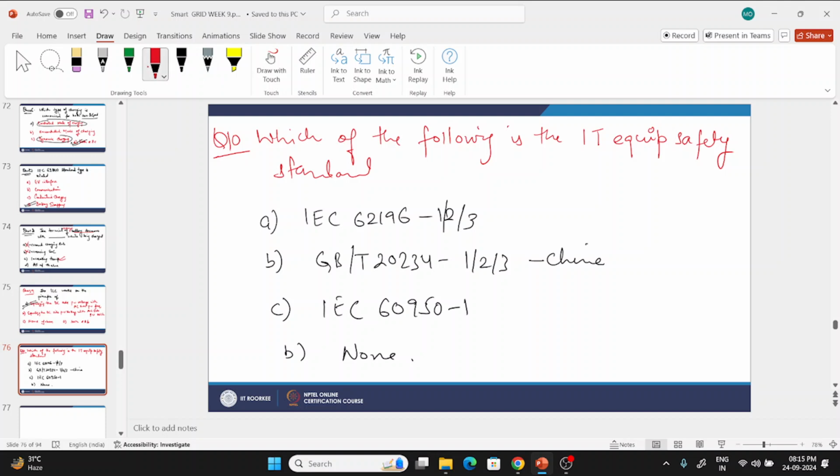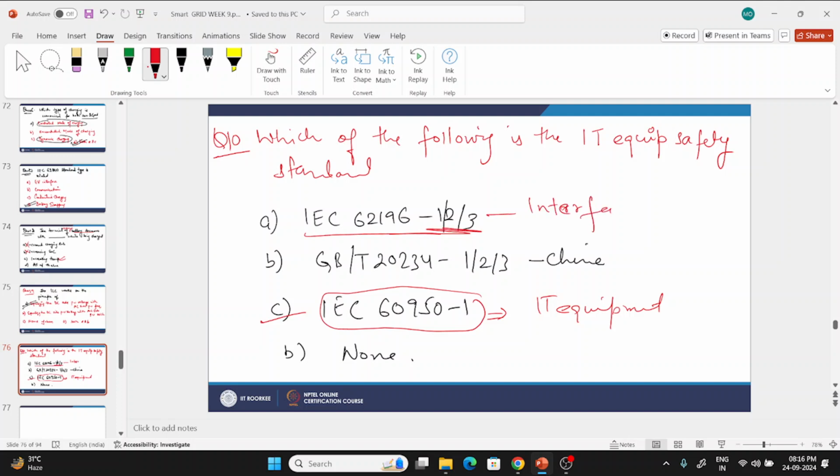Okay, so I will write it here. This corresponds to the IT equipment safety. This is the correct answer. लेकिन ये किसको correspond करता है? This one. This corresponds to the interface. Okay, plug, socket, vehicle couplers, and this corresponds to the connection set of EV. ठीक है? तो ये इसको correspond करता है.